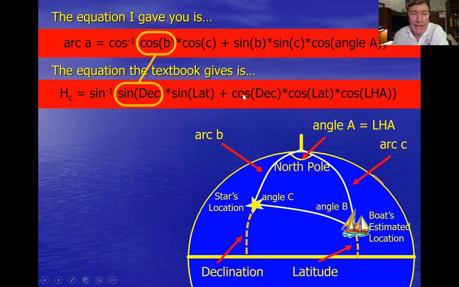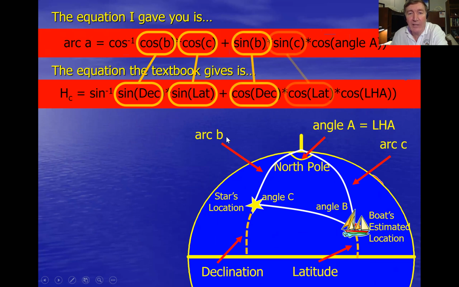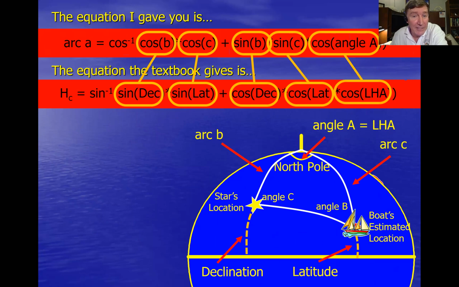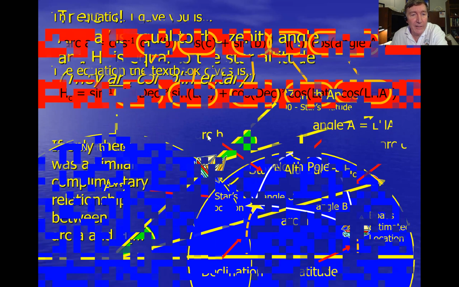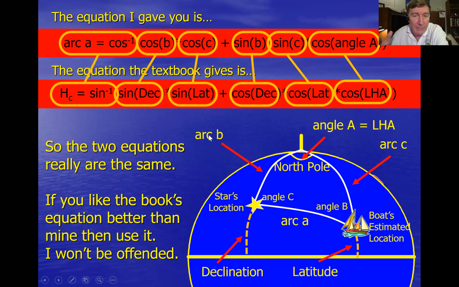But this equation, for reasons that I will talk about next time, the thing that I call cosine of B is exactly the same as the thing that the author calls the sine of dec. The thing that I call cosine of C is the same thing that the author calls the sine of latitude. And we can go through these one by one. Everything that you see on the top is exactly the same thing as the thing on the bottom, okay? Even including this last piece right here. But we don't have time for me to talk about it today.